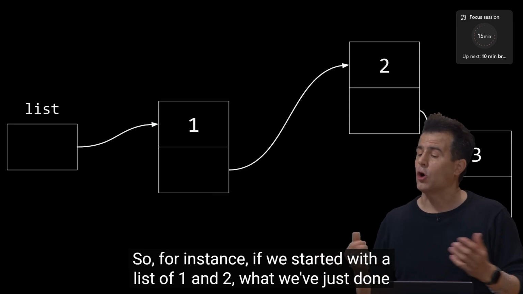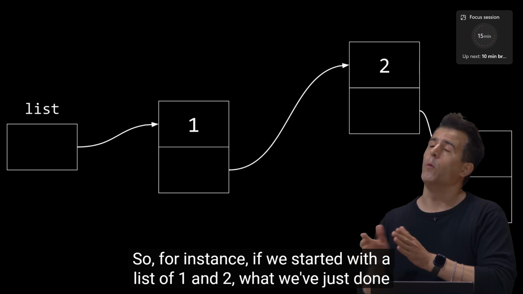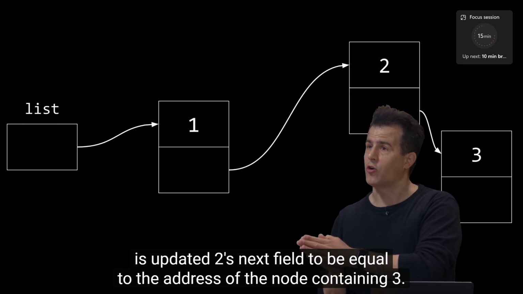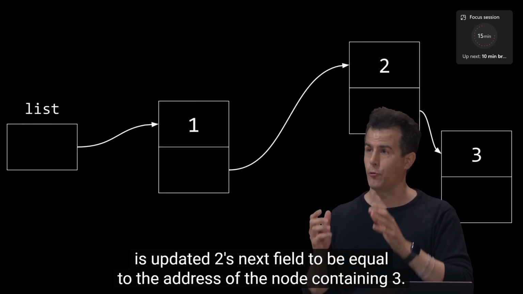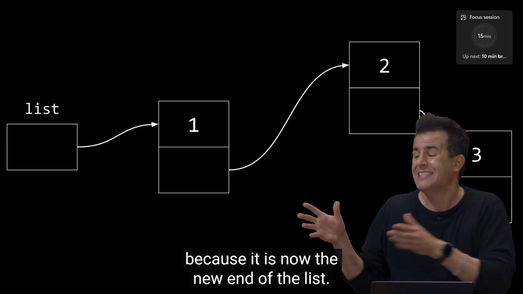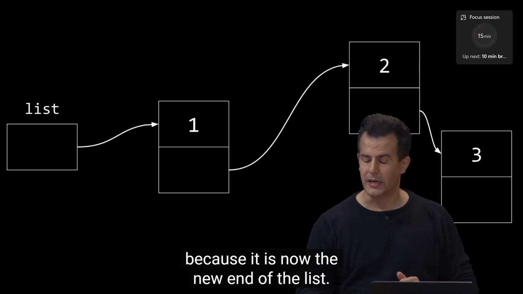So for instance, if we started with a list of 1 and 2, what we've just done is updated 2's next field to be equal to the address of the node containing 3. Meanwhile, the node containing 3's next field is null by default, because it is now the new end of the list.